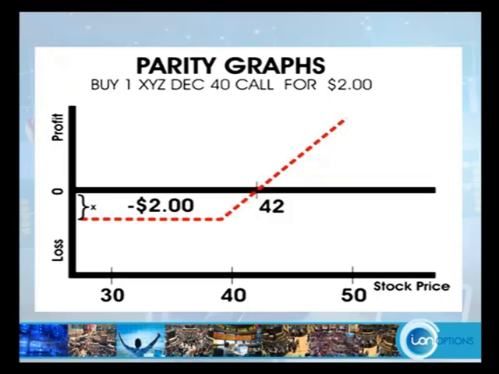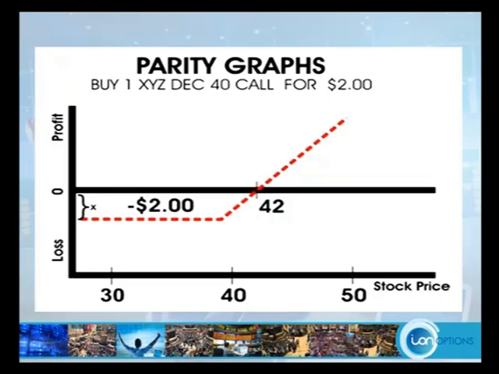As you can see, where the red line meets the black line, our break-even point, we see a stock price of 42. Why? Because we said the formula is to take the strike price, December 40, so it's 40, strike price of 40, and add the cost of the option, $2. 40 plus 2 is 42. That is our break even.